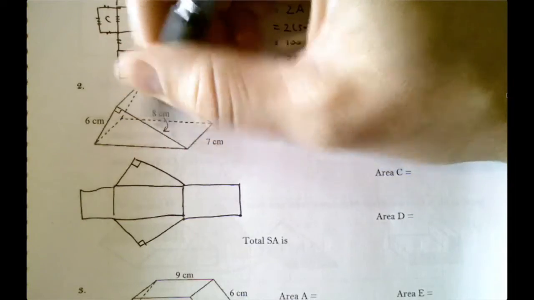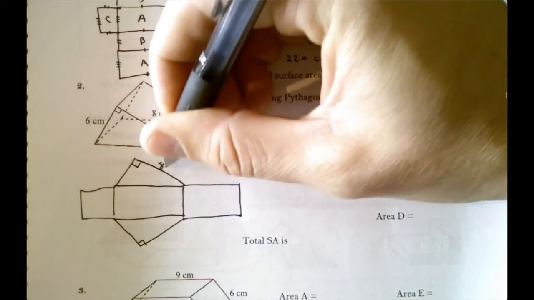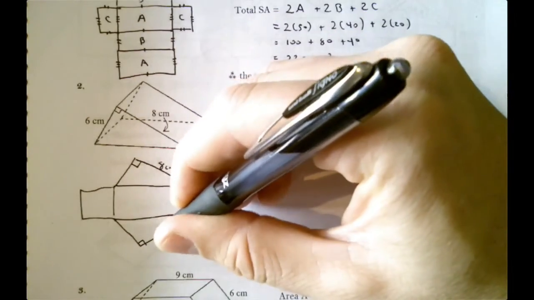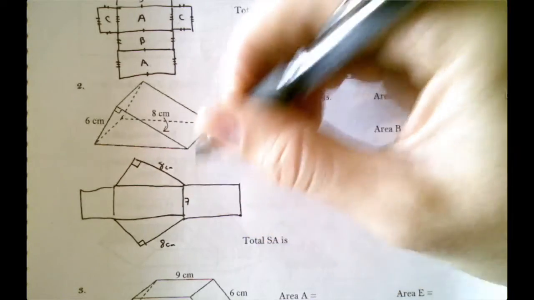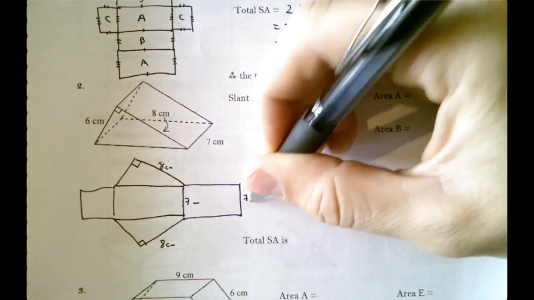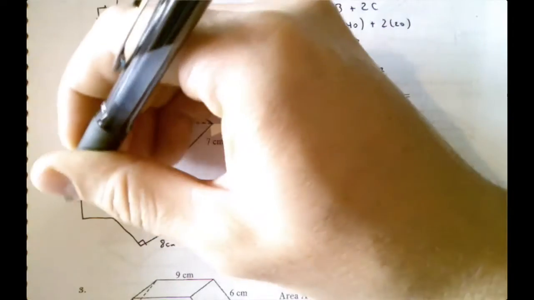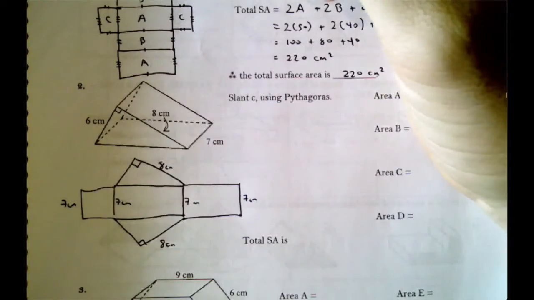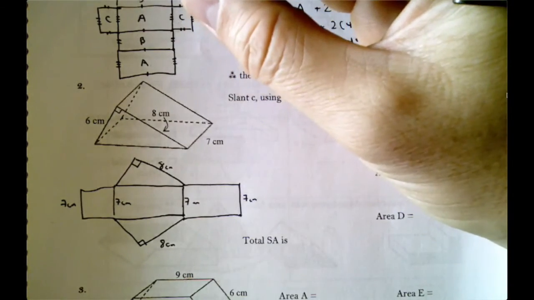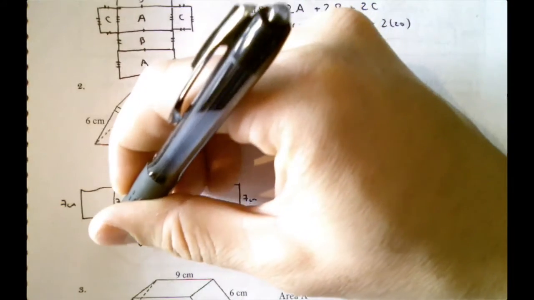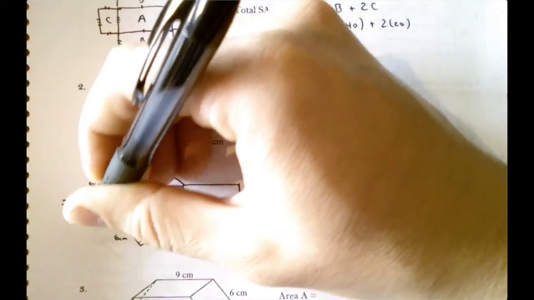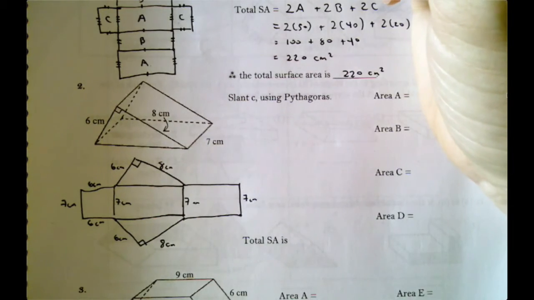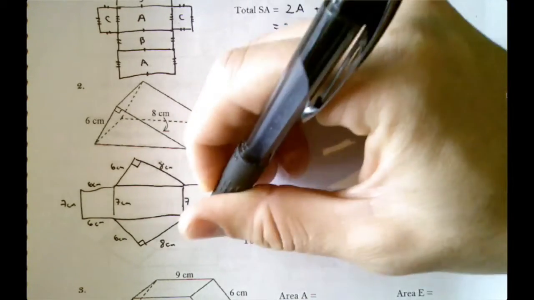This slant right here is 8. So we have 8. And that makes this one 8 as well. The front edge is 7, which makes all these front edges 7. And 6 is our bottom edge. Which means this is also 6. So we're missing a measurement. Oh, I missed 8, 8.